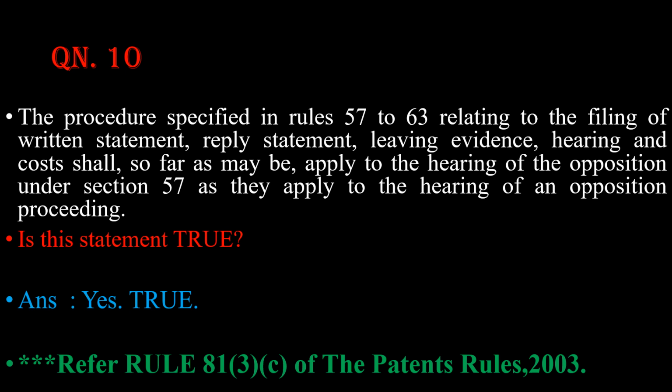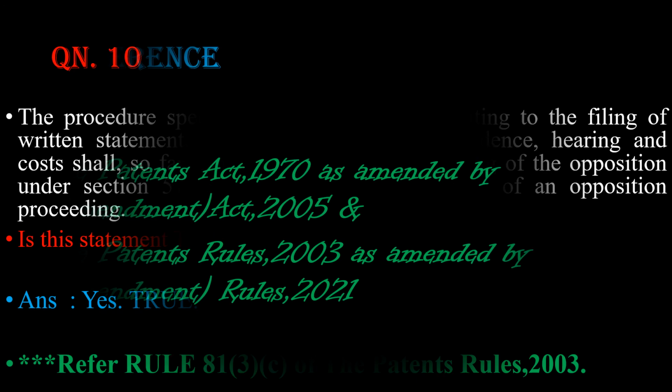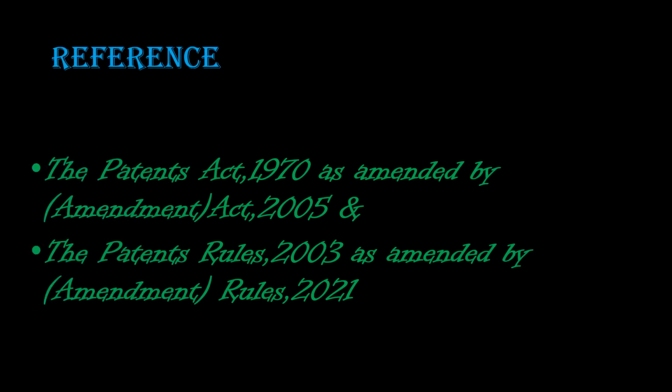Friends, if you are having any difficulties anywhere, please go through the individual lectures that I have prepared for section 57 and rule number 81 so that every concept will be clear. So I hope, friends, you have gone through all the 10 questions and I hope you will like it. So please go through all the question answer series and keep learning, keep enjoying. The reference is Patents Act 1970 as amended by Amendment Act 2005 and the Patents Rules 2003 as amended by Amendment Rules 2021.